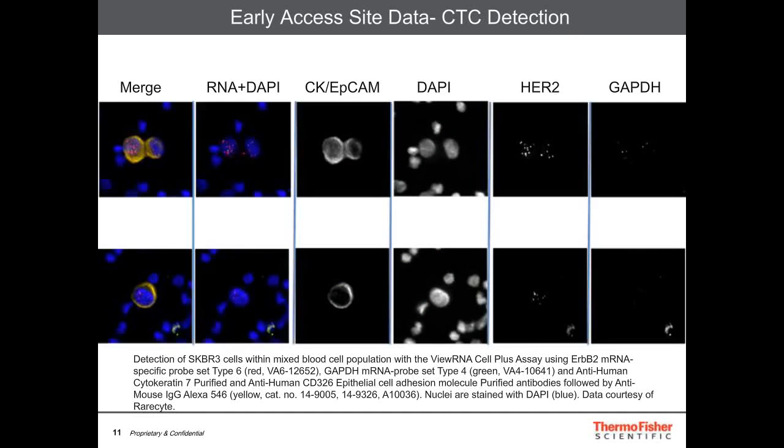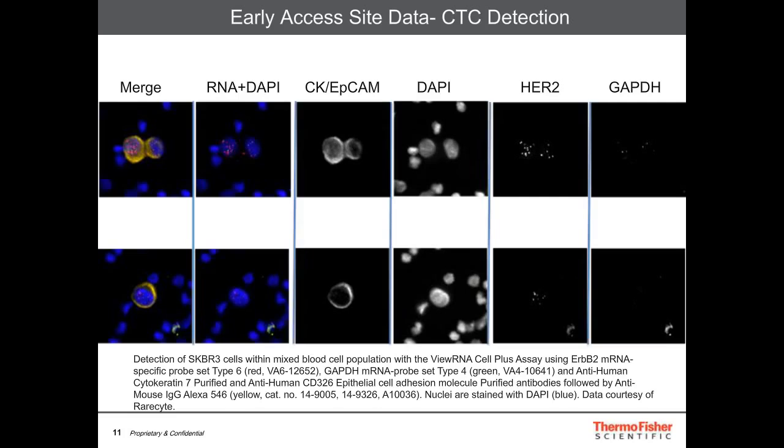The next set of data is really looking at a model for circulating tumor cells. This is data from RareCyte. These are SKBR3, which is a breast adenocarcinoma cells that are spiked into a mixed blood cell population. In the top row of images, on the left-hand side is the merged image, showing cytokeratin or epithelial cell adhesion molecule expression, which really marks cancer cells, and we see that those cancer cells are yellow on the surface.